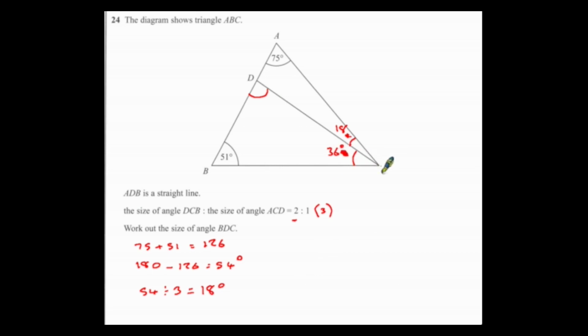Now we go back to the rule of angles inside the triangle adding up to 180, but we are now looking at just the lower triangle, BDC. We know that 2 of the angles are 51 plus 36, so they add up to 87 degrees. We then have to take 87 away from 180, and we find the answer is 93 degrees. So BDC, 93 degrees.